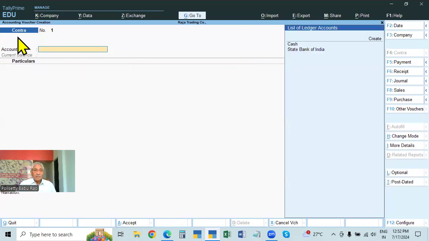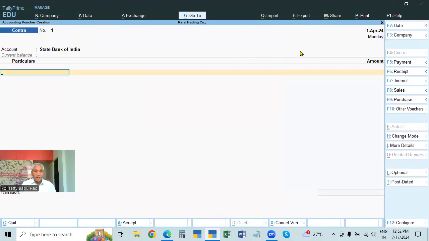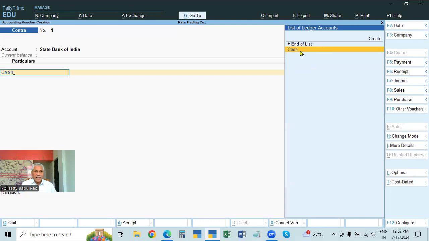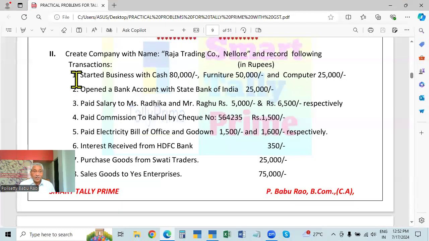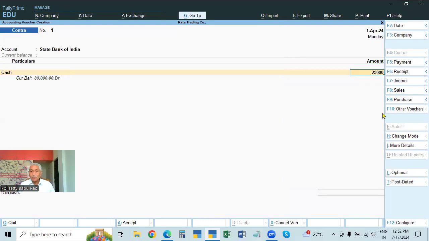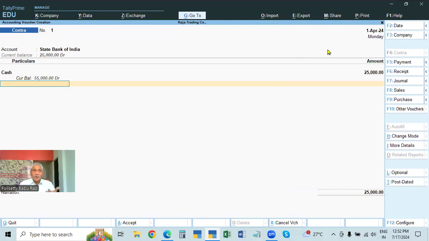So in this case, for contra, cash or bank is there. We have to take bank, State Bank of India, and here we are paying cash. How much are you paying? He received 80,000, so it shows 80,000. Out of that, 25,000 State Bank of India will receive. So 25,000 cash. This is a single entry, one entry we are making here.